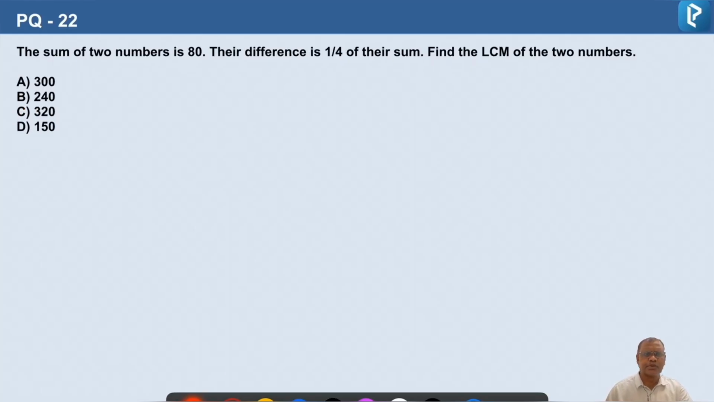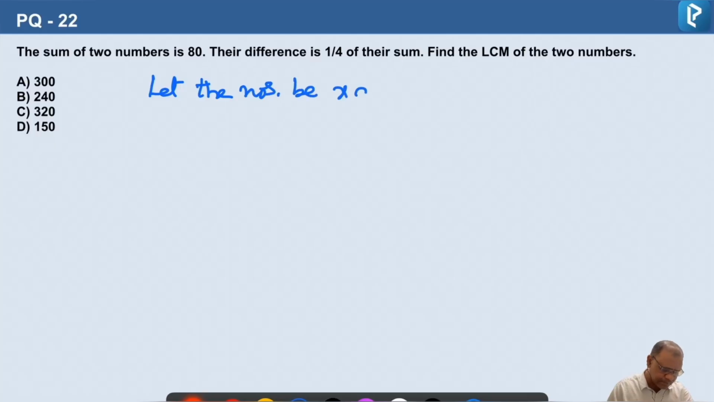Question number 22. The sum of two numbers is 80. Their difference is 1/4 of their sum. Find the LCM of the two numbers. The sum of two numbers is 80. Let the numbers be x and y, so x plus y is equal to 80.